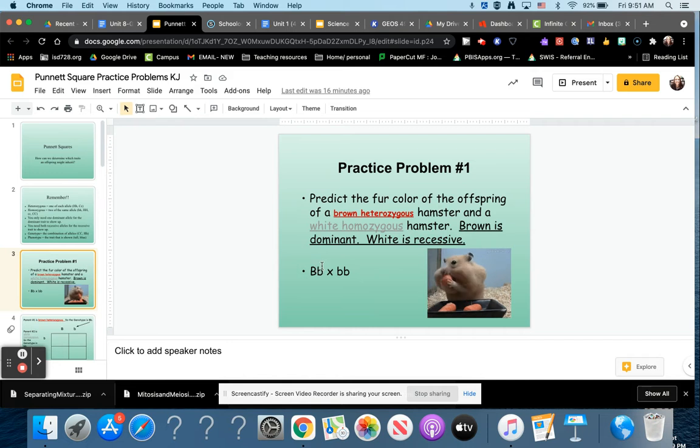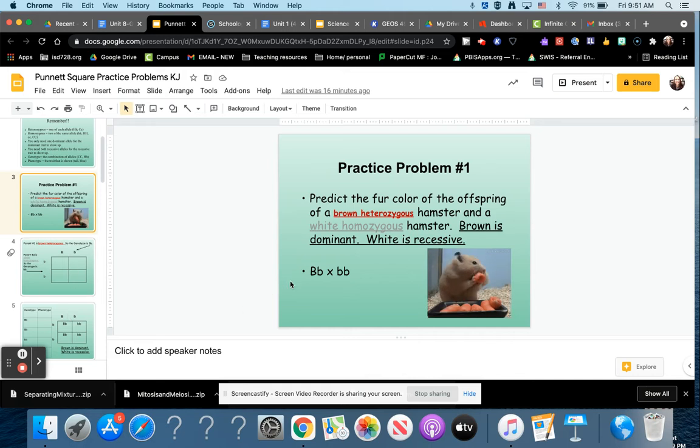So we're going to write the genotype of the first hamster as big B, little b. And then we have a white homozygous hamster. That homozygous means that we have two of the same allele. Now, they could both be dominant or both be recessive. But because we know that it's white, and if we keep reading down here, it says brown is dominant, white is recessive. So we know that white is recessive. So in order for that hamster to have white colored fur, it has to have both recessive alleles. So that is going to be little b, little b.